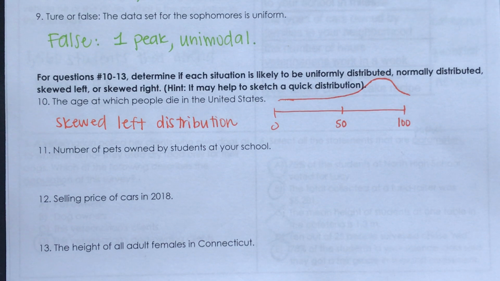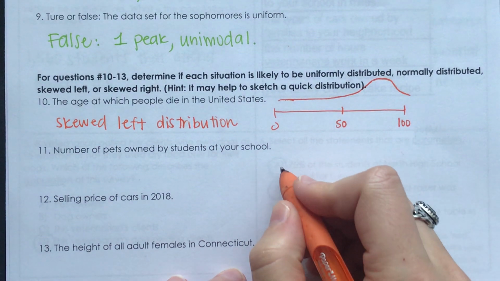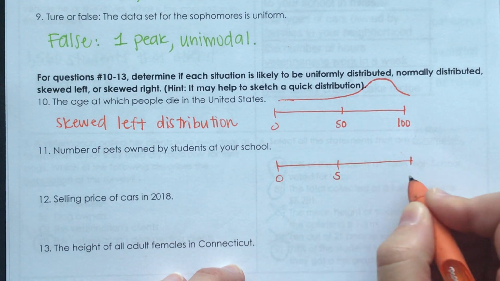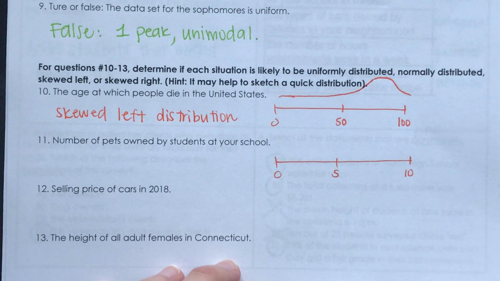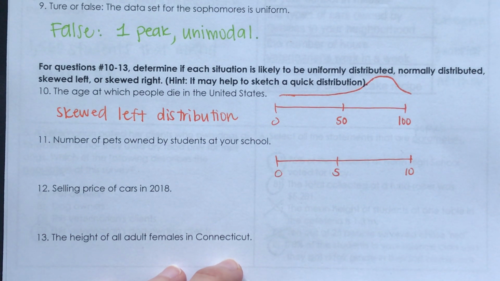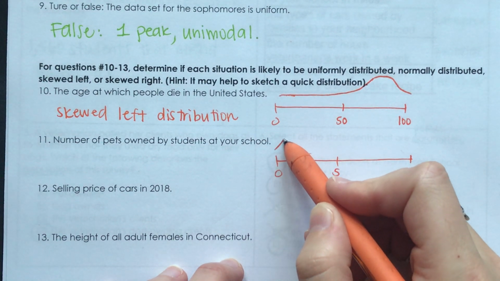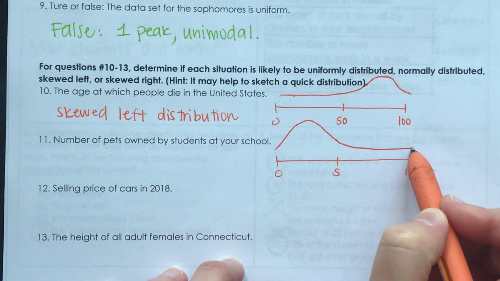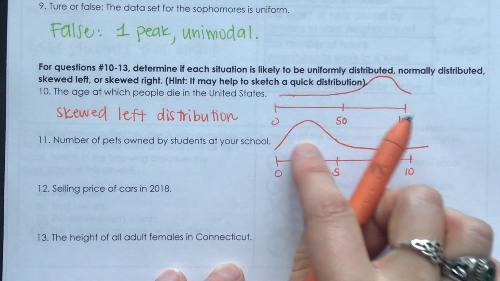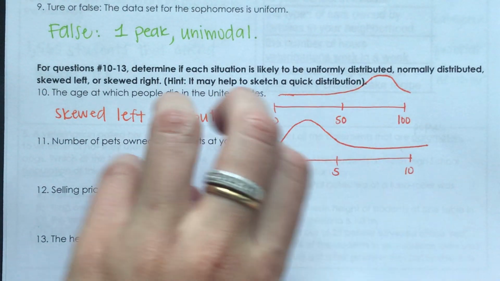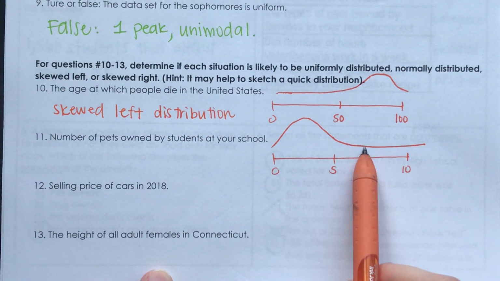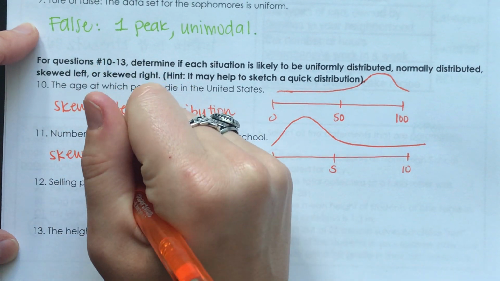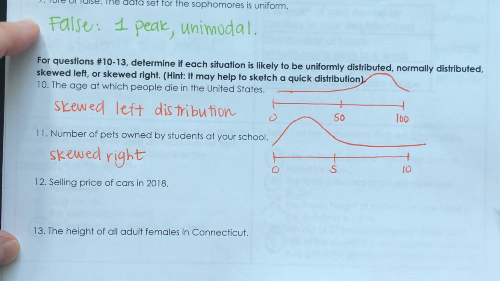Number 11, number of pets owned by students at your school. So let's think about it. Let's say people probably don't have more than like 10, I would assume. We live in Florida. Most people probably either have 0, 1, 2, or 3, and then once you start getting to like 5, 6, 7, 8, 9, and 10, people probably don't have that many. So more people have less. So all my data is on the left side. I have a long tail on the right. This would be considered skewed right.